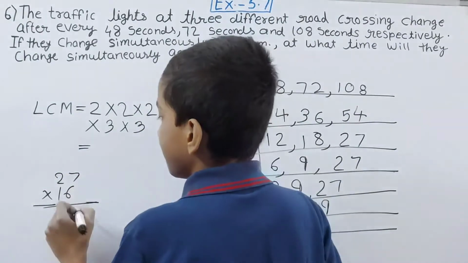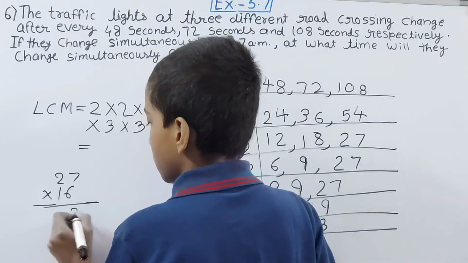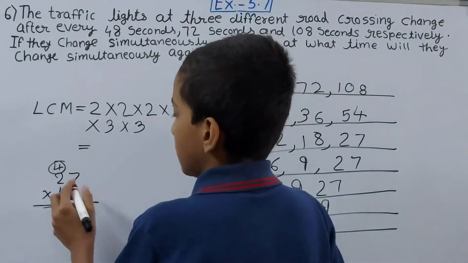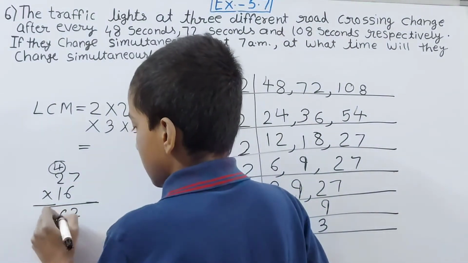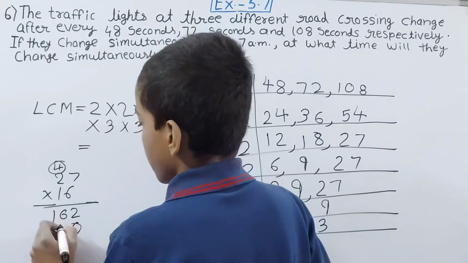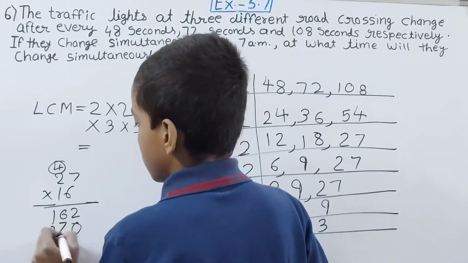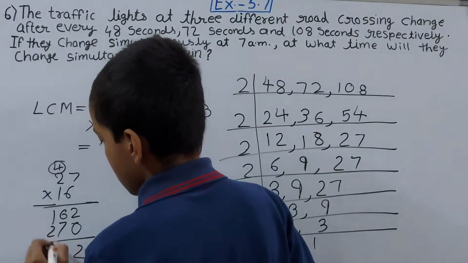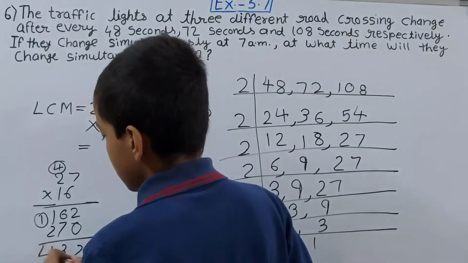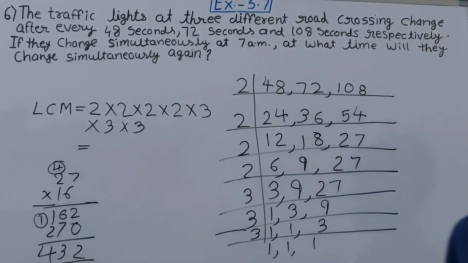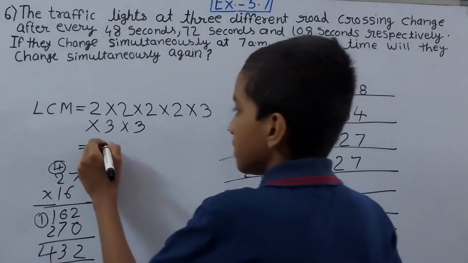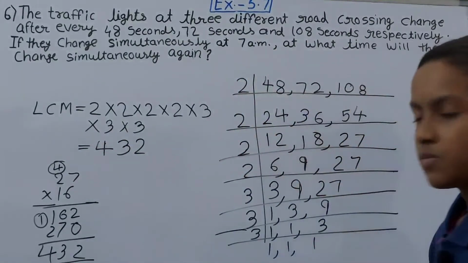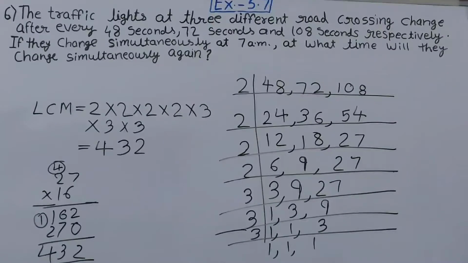Okay, so this will be 42 and this will be 16 and 1 carry, that is 432. That means our LCM is 432. Now friends, we have got our LCM, that is 432.